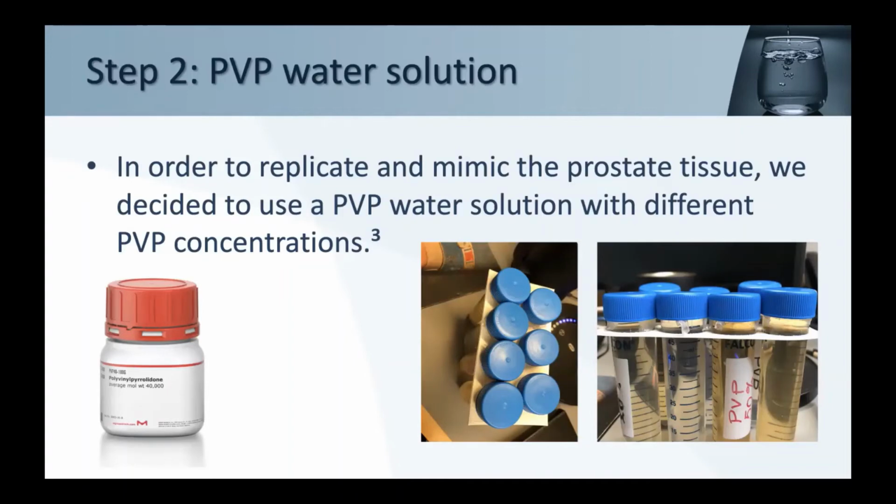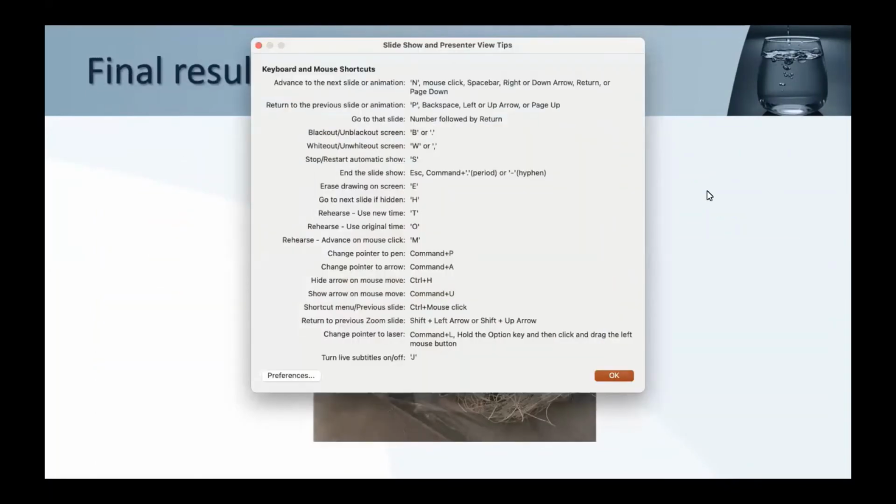PVP stands for polyvinylpyrrolidone, and literature showed us that it's very useful in recreating prostate tissue because it's very cheap, it's non-toxic, and it's relatively isotropic. So we made 6 different vials with PVP water solution ranging from 5% to 50%.